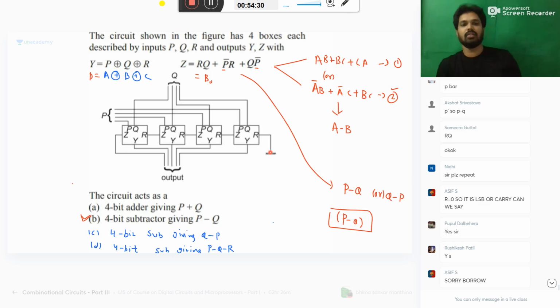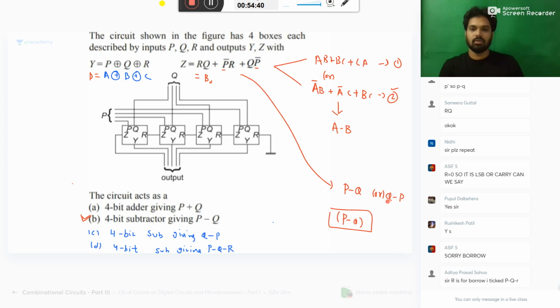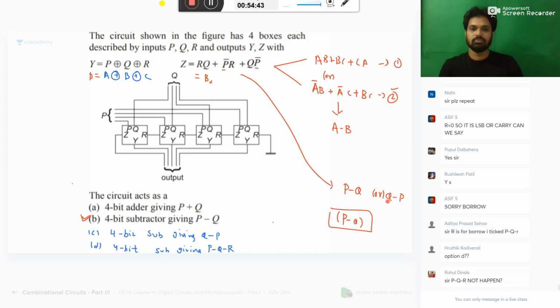So please understand, yesterday's class, Nidhi, you attended yesterday's class, I hope. Yes or no? Please tell me first that. Yes, please listen here. Your data contains only two inputs, P and Q only. There is no R at all. It is doing a 4-bit operation of P minus Q, two 4-bit numbers only. You don't have a third 4-bit number.